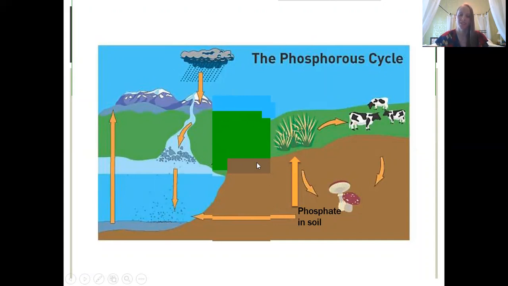Just ignore this really terrible drawing that I did in the middle. I was trying to cover up a tractor that had nothing to do with the picture.